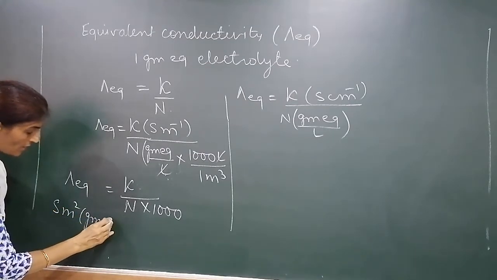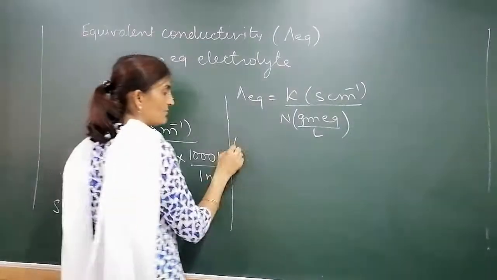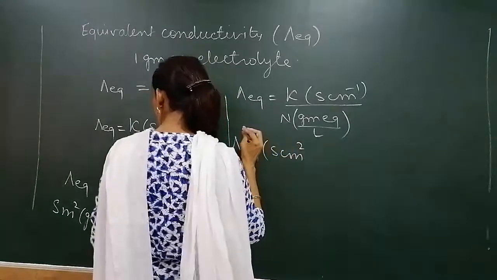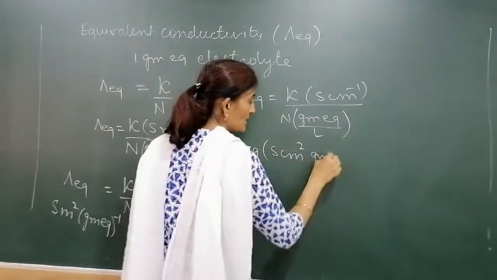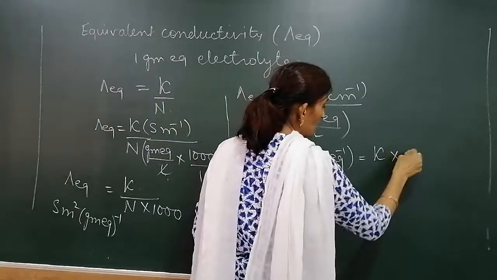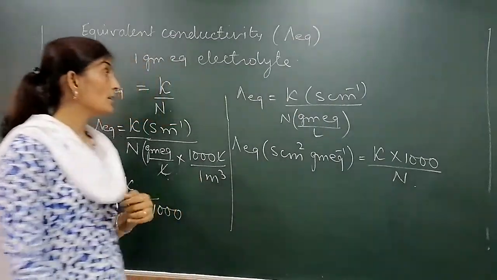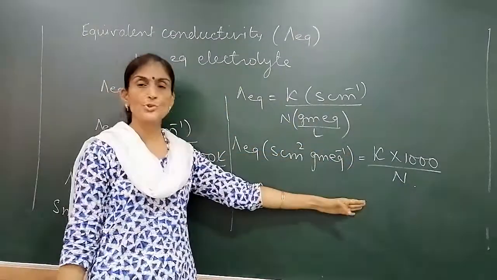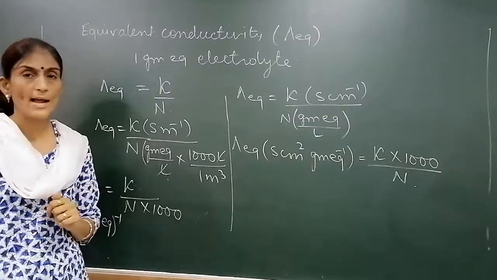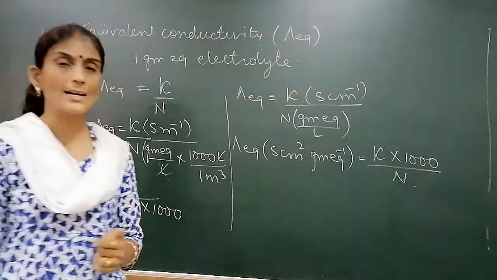Instead of mole inverse, it is gram equivalent inverse. Similarly, here it will be lambda EQ in Siemen centimeter square gram equivalent inverse. The formula will become K into 1000 upon normality. So here in equivalent conductivity we have to use the normality of the solution. In molar conductivity we have to use the molarity of the solution. Okay, this is the broad way of calculating conductances.